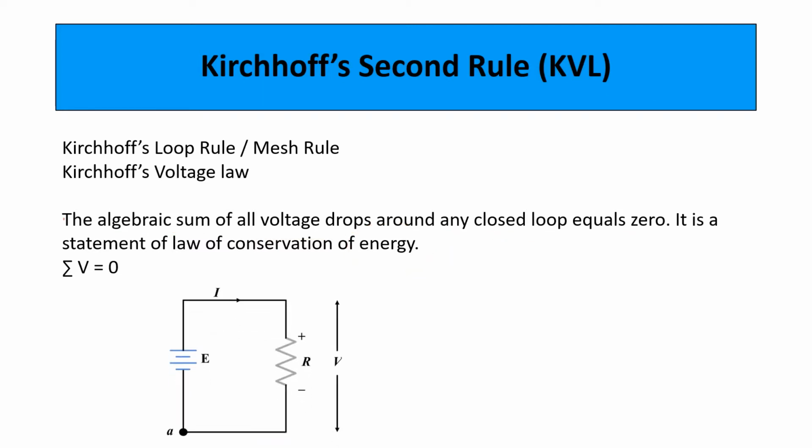This is a closed loop. The battery potential is E and the voltage drop across this resistor is V. According to this second law, E minus V is equal to 0 from this circuit diagram.